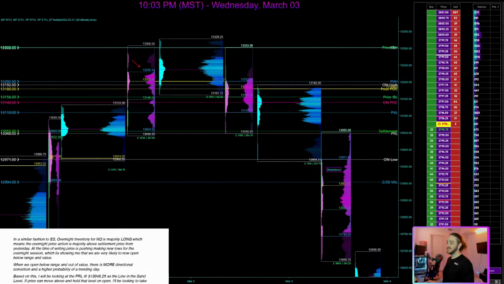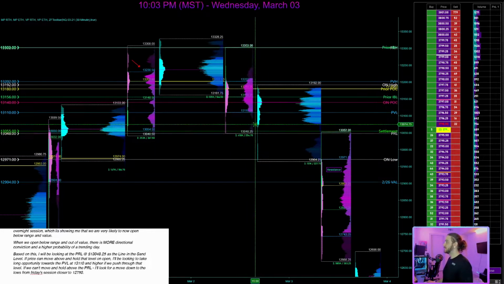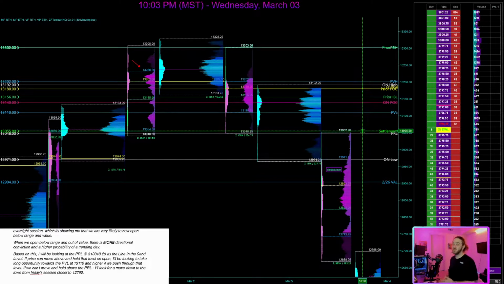So you can see in my trade plan, I also said when we open below range and out of value, there is more directional conviction and a higher probability of a trending day. That is exactly what we got. Based on that, I was looking at the prior range low at 13,048 as the line in the sand. You can see this right here. And today's high was 13,052. So right there, we barely got above it at all today. Could not push above it even by 10 points.